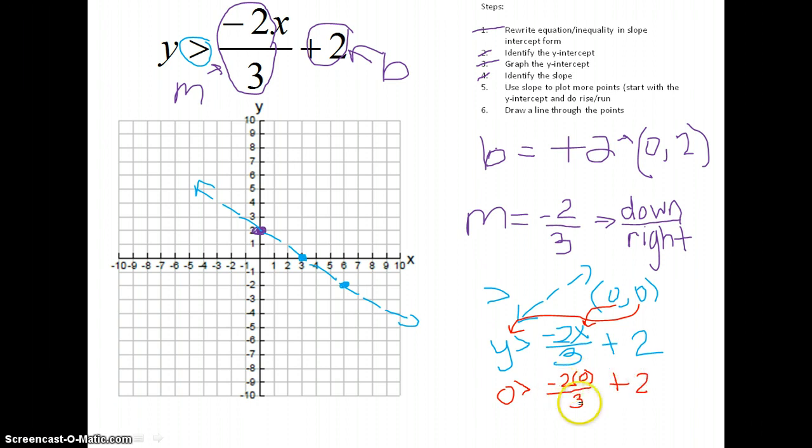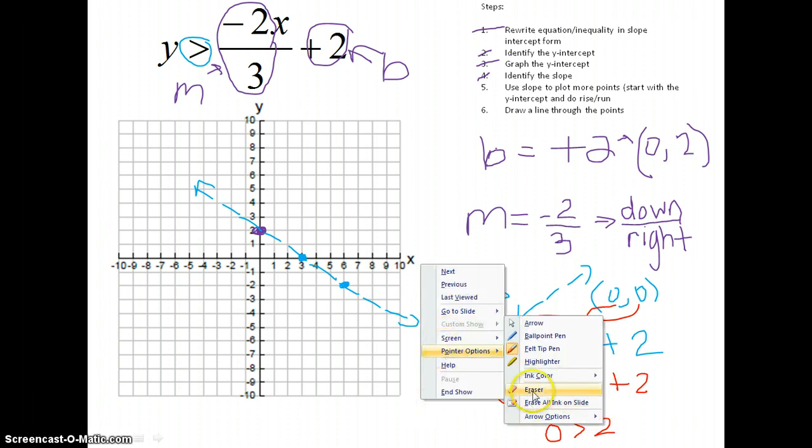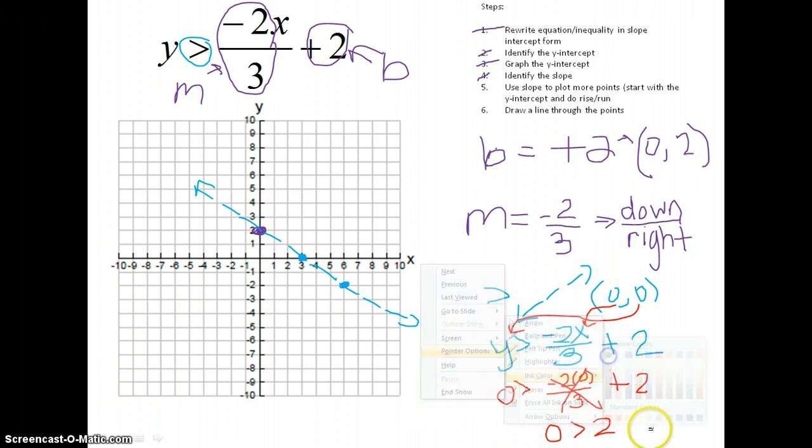Now, what's 2 times 0 divided by 3? That is going to be 0. Okay? So now it says 0 is greater than 2. Is that a true or a false statement? You're correct. It is a false statement.